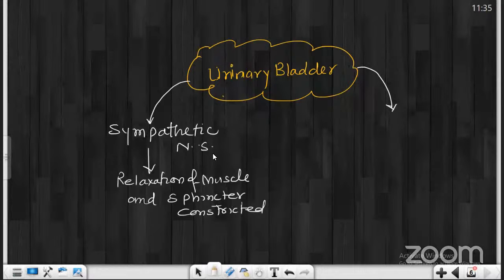Yes, if the sympathetic nervous system is working, it causes relaxation of the urinary bladder muscles and the sphincters are constricted. That means the urinary sphincter, the urethral sphincter, we are talking about the urethral sphincter. If micturition takes place, yes, you will tell me.